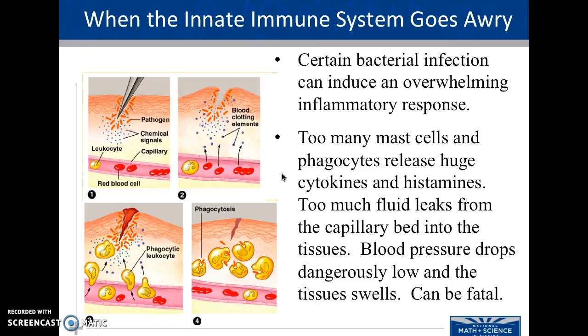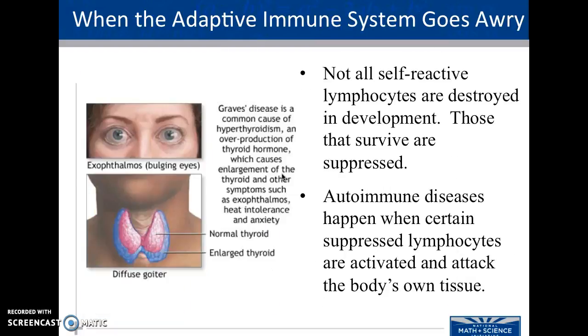What happens when the innate immune system goes awry? Certain bacterial infections can induce an overwhelming inflammatory response. Too many mast cells, too many phagocytes, huge amounts of cytokines and histamines are released. Blood pressure drops dangerously low and tissues can swell a lot. This is when we have like very serious physical trauma to the body. The body is being inflamed in so many places that it cannot help itself.